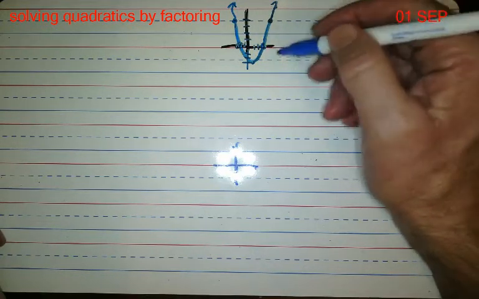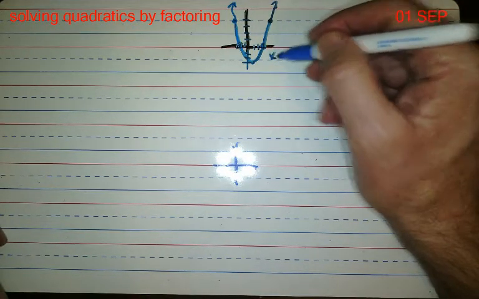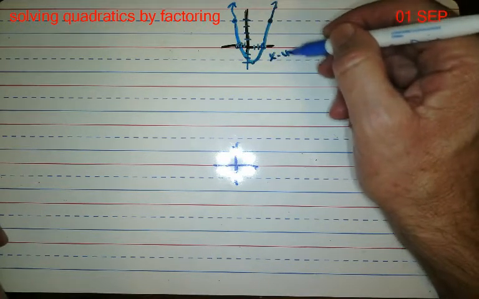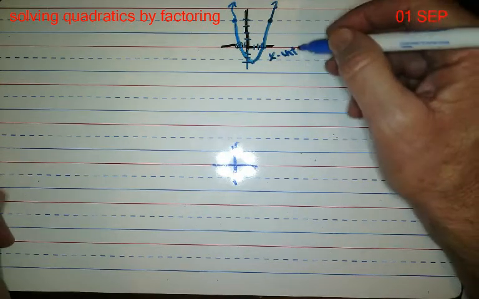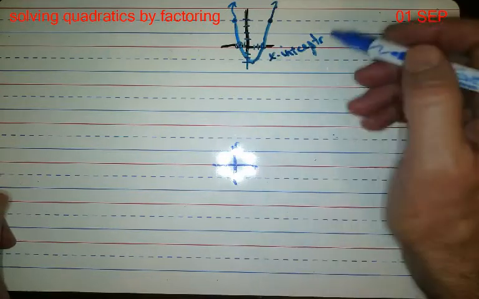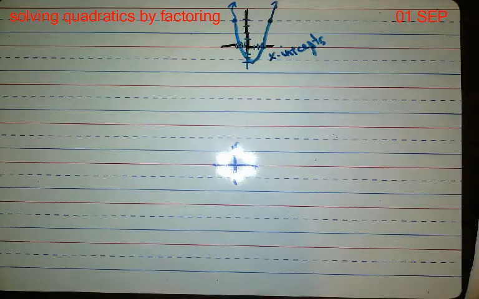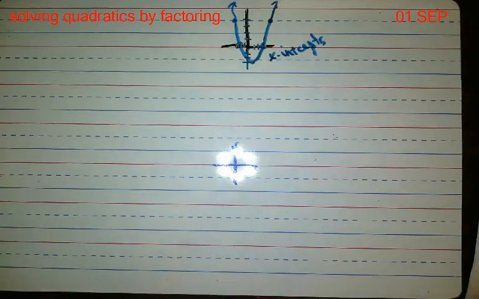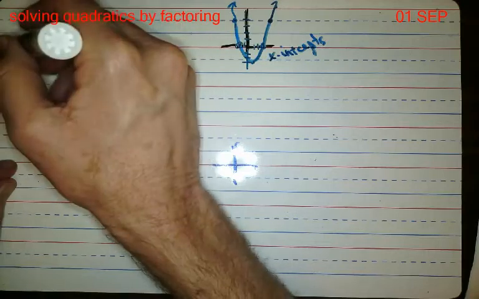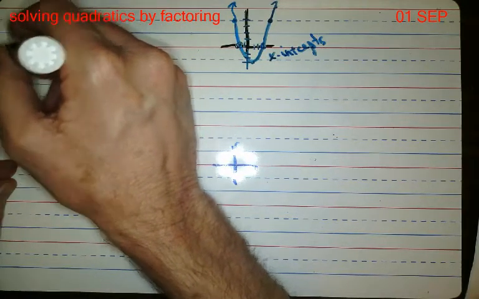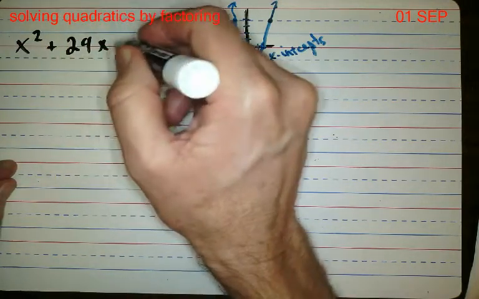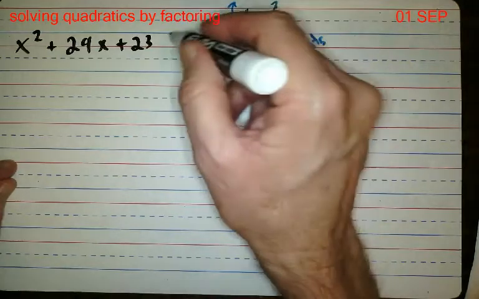So what we're looking for today when we find these solutions are the x-intercepts. That's exactly what we're finding. The x-intercepts. So, let's start. First one is x squared plus 24x plus 23 equals 0.